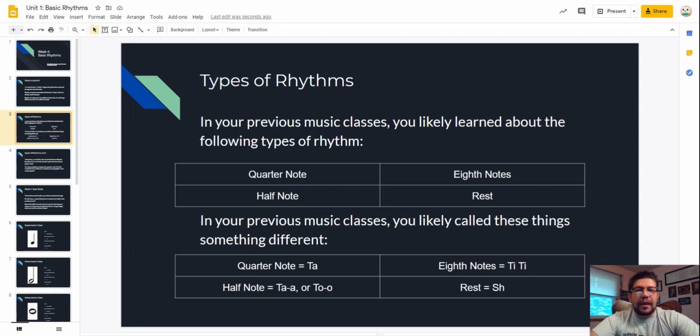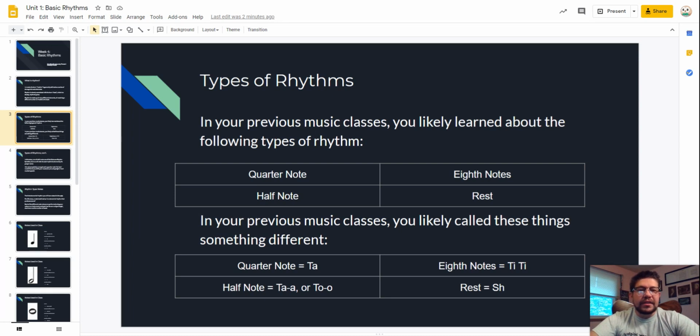There are several different types of rhythms. In previous music classes, it's very likely that you've learned about a few of those different types. You probably learned about quarter notes, half notes, eighth notes, and rests. If you think back, you probably worked with different rhythms, playing different things on either shakers or rhythm sticks or drums or what have you.